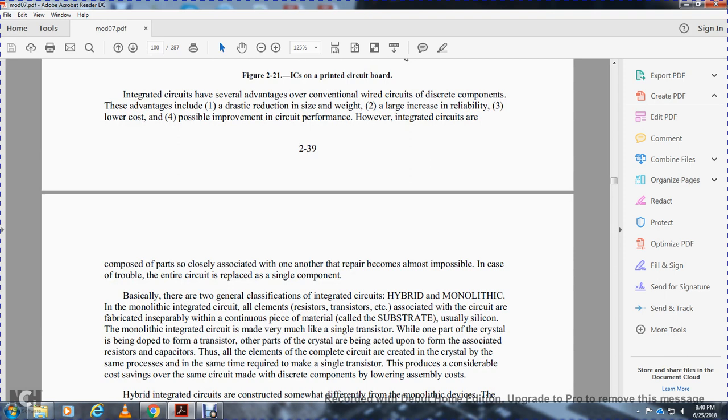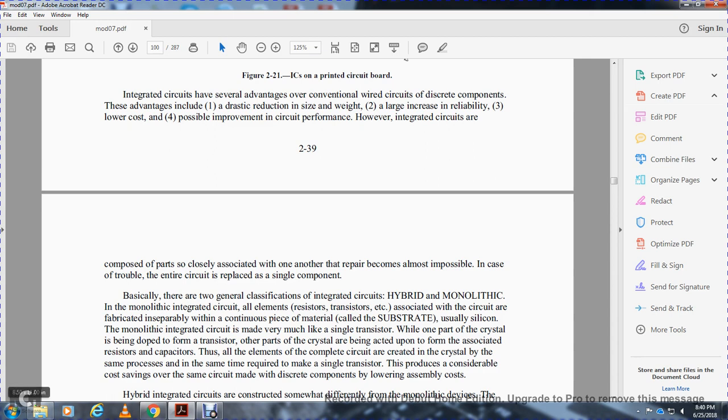The basic two general classifications of integrated circuit boards are hybrid and monolithic. In monolithic integrated circuit boards, the elements, the resistors and transistors associated with the circuits, are fabricated inseparably within a continuous piece of material called the substrate, usually silicon. Monolithic integrated circuits are made of a single transistor.